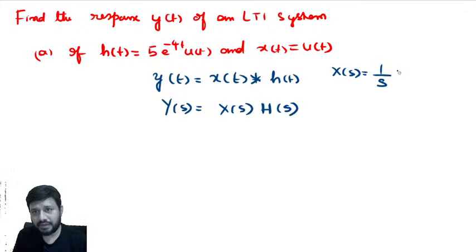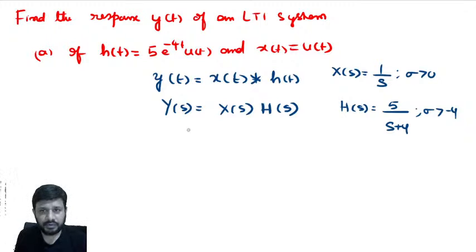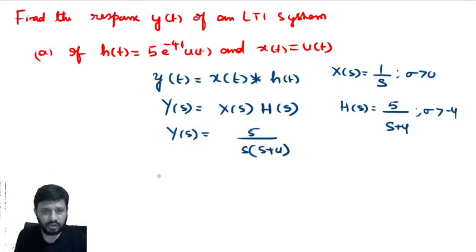U of t means 1 by s, ROC sigma greater than 0, and h of s is 5 by s plus 4, ROC sigma greater than minus 4. So y of s would be 5 by s multiplied with s plus 4. Now resolve this one into partial fractions. How can you write your y of s?